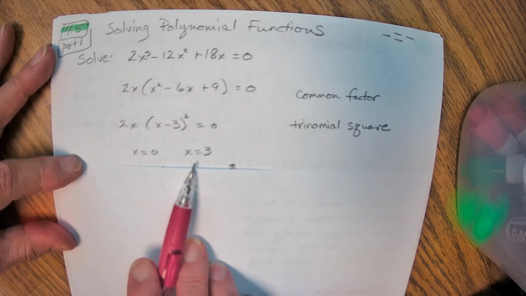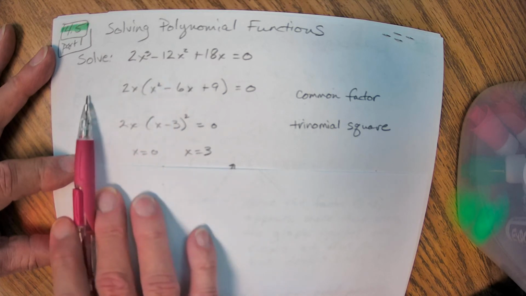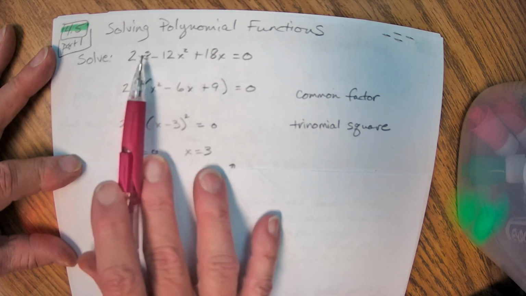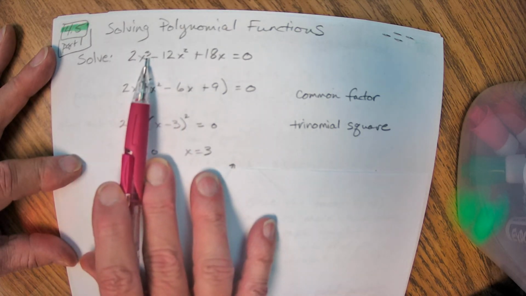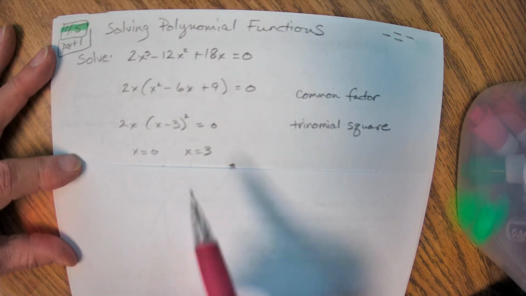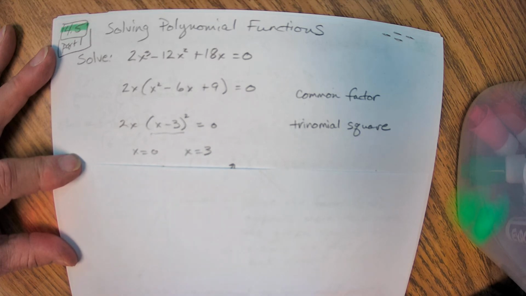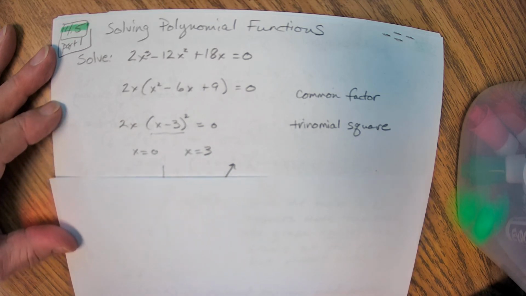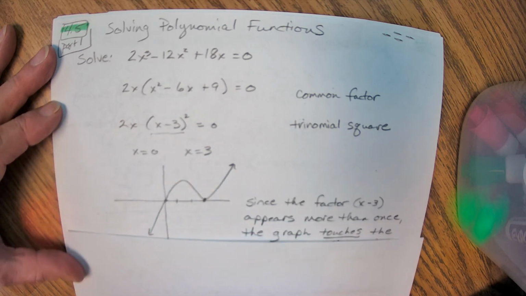X equals 0, x equals 3. Well, I know that my function's going to have 3 zeros, right? Because it's a third degree polynomial function. But when you have two factors that are the same, we count those twice.